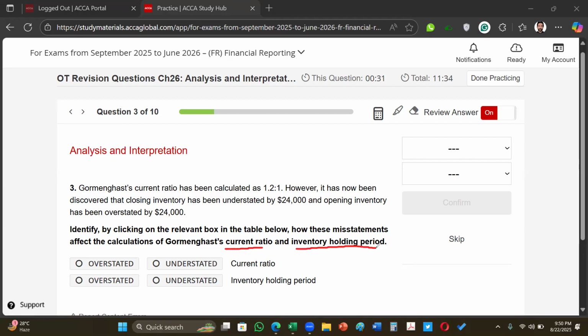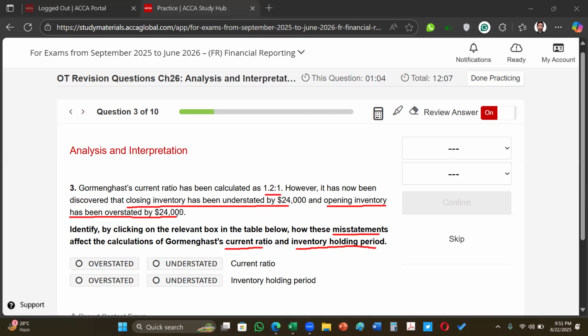Due to these misstatements, there are two misstatements as well. First, they tell us the current ratio has been calculated as 1.2:1. However, it has been discovered that the closing inventory has been understated. One issue is that the closing inventory is understated by 24,000, and the opening inventory has been overstated by 24,000. So these are the two issues, right?